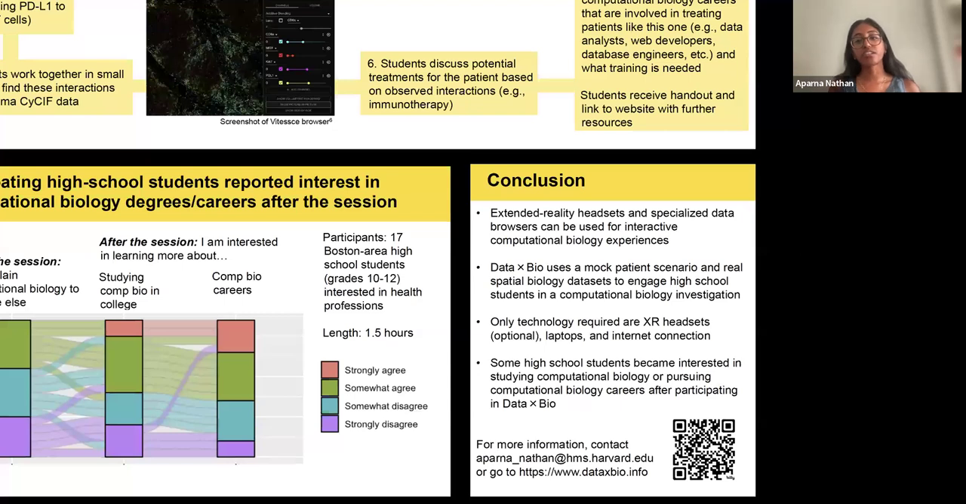The only required technology here were the laptops and the internet connection. The extended reality headsets were actually optional, and we were able to provide those ourselves and borrow them from our institution. Some high school students who participated in this session actually became more interested in studying computational biology in college or pursuing careers in this space. And we hope that all the resources we provided during the session and after can help them on that journey.